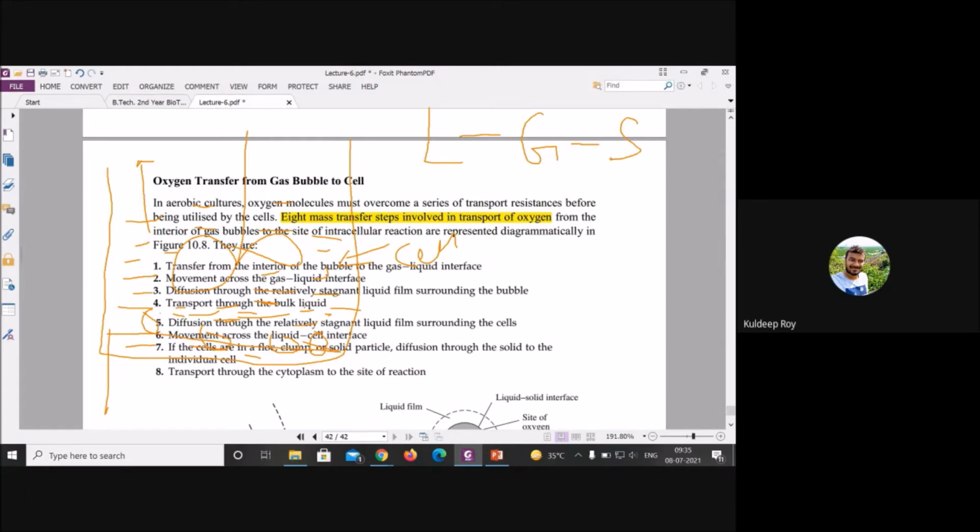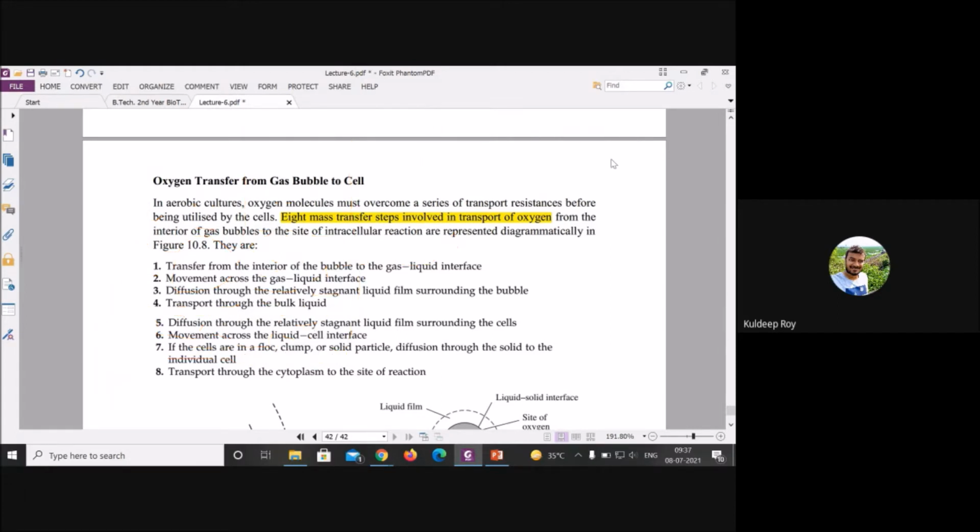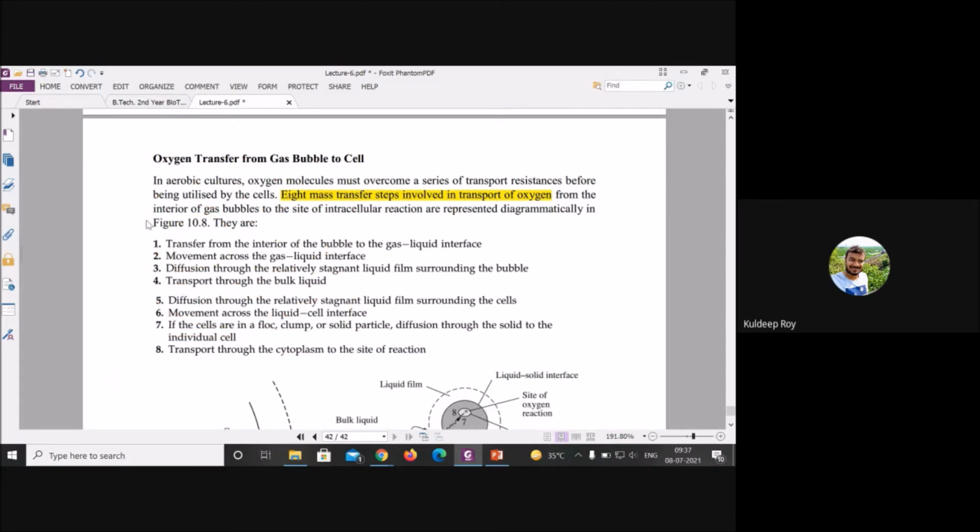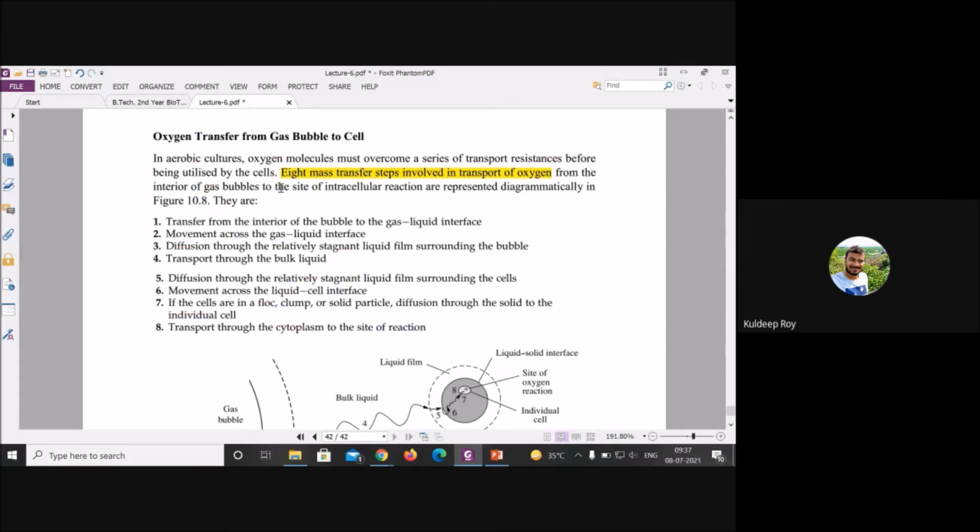This is what we will study today. Let me read a few words. In aerobic culture, the oxygen molecule must overcome a series of transport resistances before being utilized by the cell. He has mentioned that before the cell utilizes oxygen, it must cross a lot of barriers, a lot of resistance.